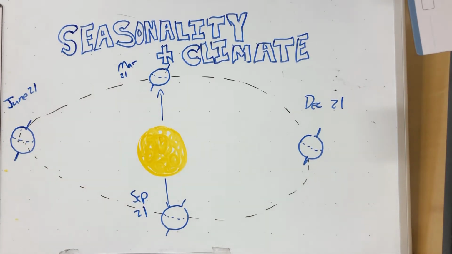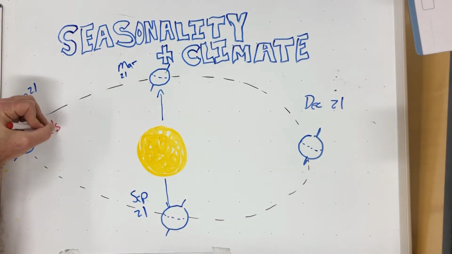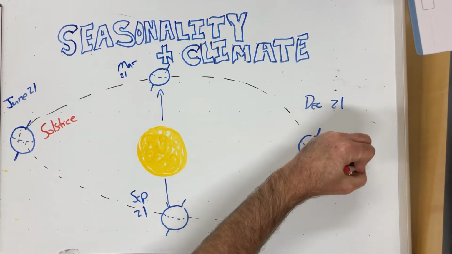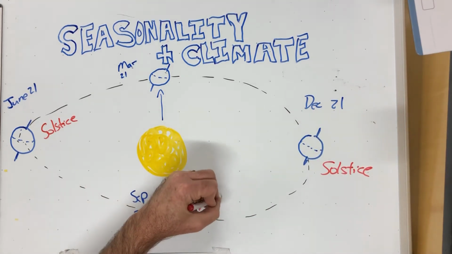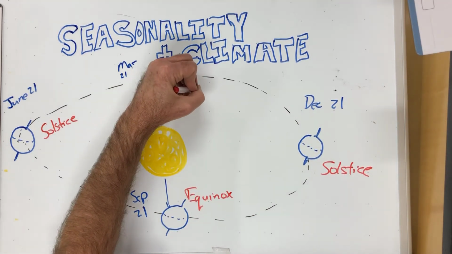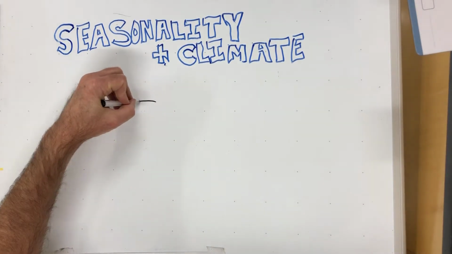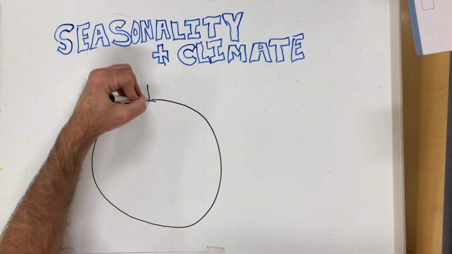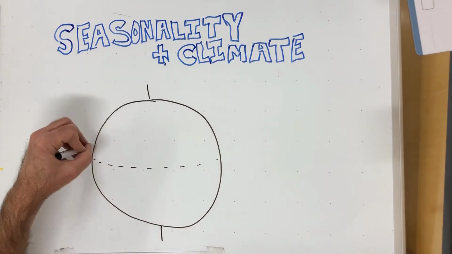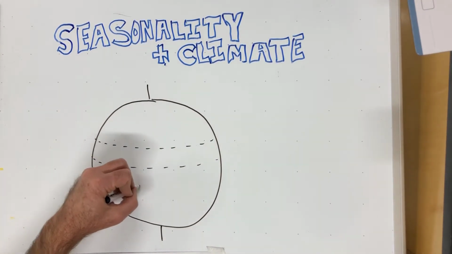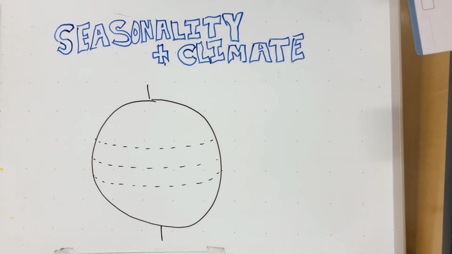And these are going to be called our equinoxes. So in December and June, these are our solstices, and then in March and September, these are our equinoxes. Equinox means the sun is directly over the equator, and the northern and southern hemispheres are getting equal sunlight. So you may be wondering, what does the Earth's position in space have to do with its climate? And the answer is quite a lot, actually.